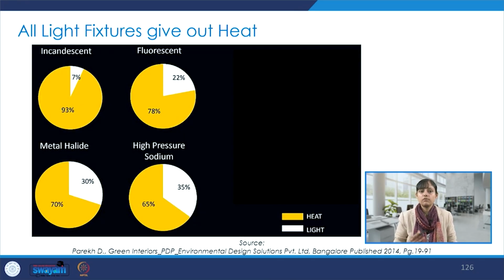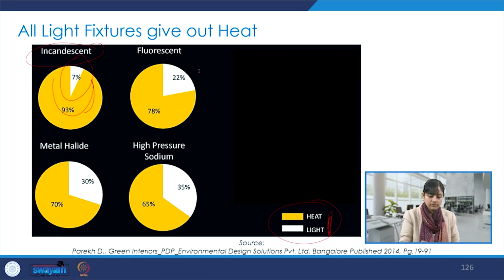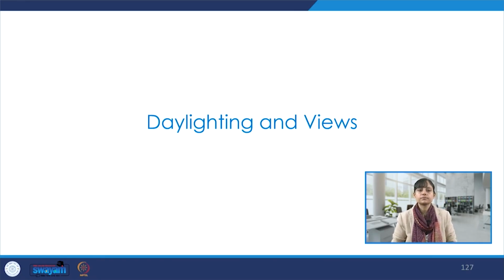All light fixtures give out heat. We have been talking about this association between light and temperature, also color, temperature, and interrelationships between all of these. So this is incandescent, and here if you look at heat versus light, this is the index. A lot of heat and very less light. And fluorescent, it is this number. For metal halide, it is this, and this for the HPS. So all the fixtures give out heat.